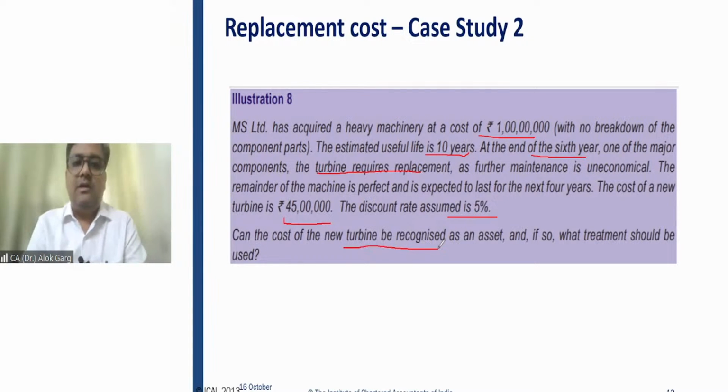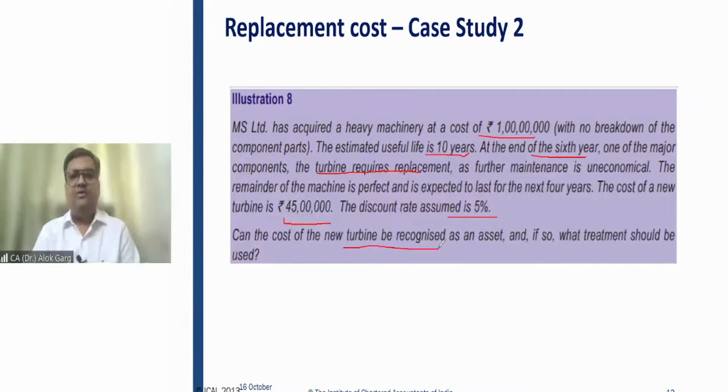So now, with this information which is given, there is a heavy machinery. The total cost is 1 crore. The useful life is 10 years. But after 6 years, one of the turbines requires replacement. Turbine is an important component in this entire machinery, right? And the new cost of the turbine is 45 lakh rupees. Discount rate is 5%. First question, can the new turbine be recognized as an asset?